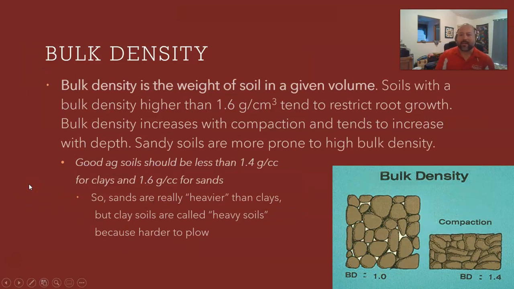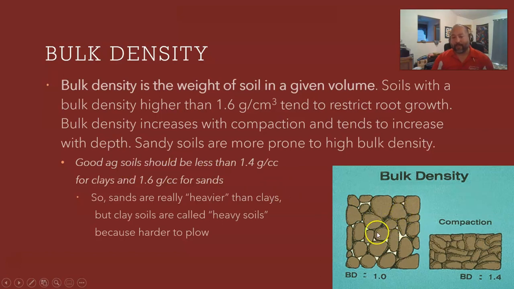Bulk density. So bulk density is the weight of a soil in a given volume. It's a ratio of the weight of the soil, usually the oven-dried weight of the soil, to volume. Soils with a bulk density higher than 1.6 grams per cubic centimeter tend to restrict root growth. So when we're talking about bulk density, this next part's kind of the key part: bulk density increases with compaction and tends to increase with depth.